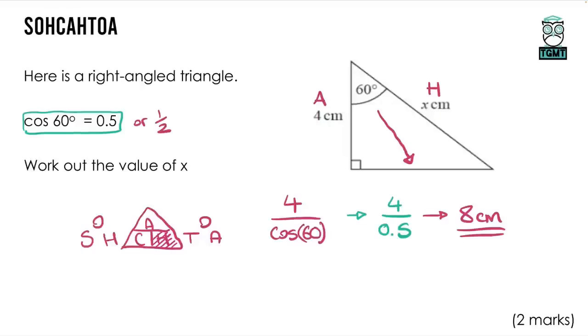You could also look at this in terms of a fraction over 1. You could times the top and bottom by 2, which would be 8 over 1, which again is of course 8. So 8 centimetres is the answer, whichever method we use there.